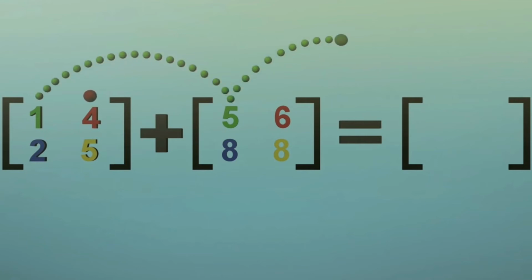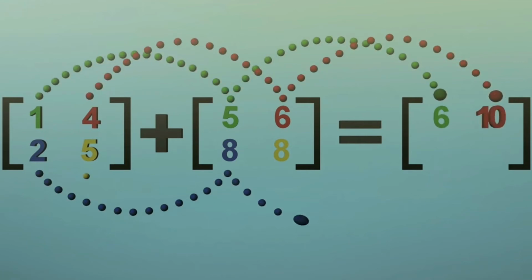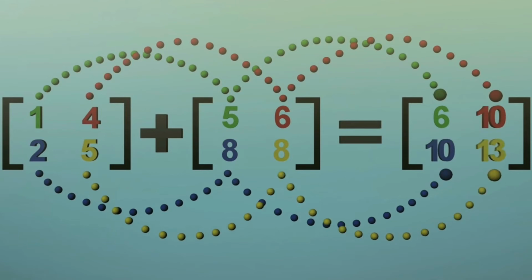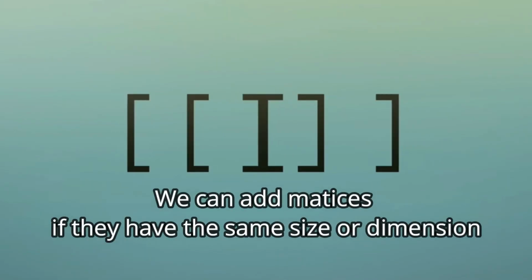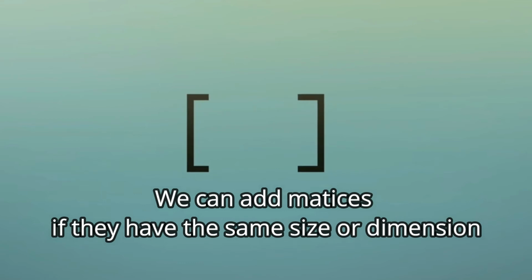Turns out, we can treat matrices like regular numbers. We can operate on them: add them, subtract them, multiply them, but we can't just divide them. That's the beauty of matrices. Okay. For addition, it's quite simple. We just need to add the corresponding element to the element in the other matrix, like 1 plus 5, 4 plus 6, 2 plus 8, and 5 plus 8. We can do addition in matrices if they have the same sizes or dimensions.